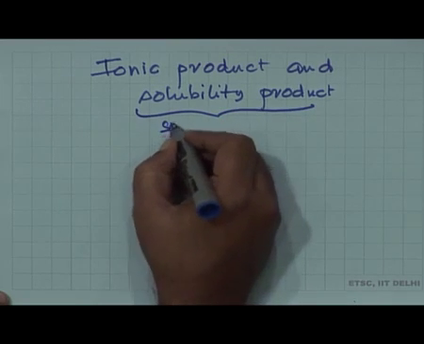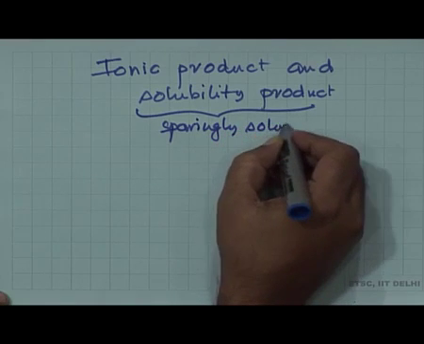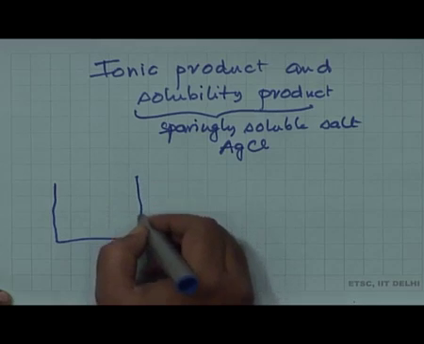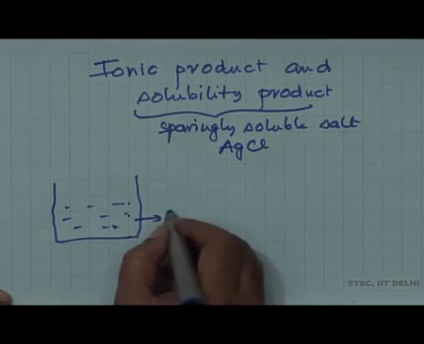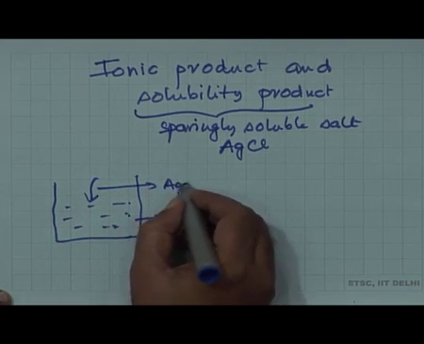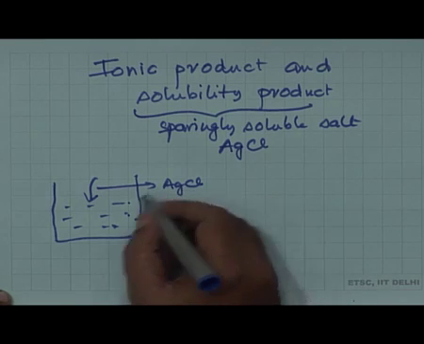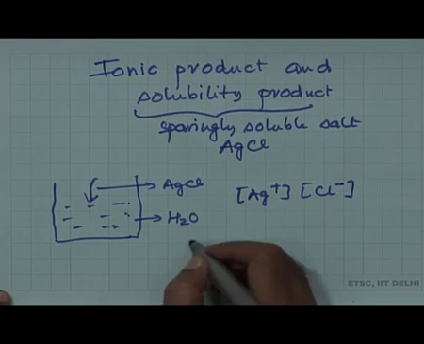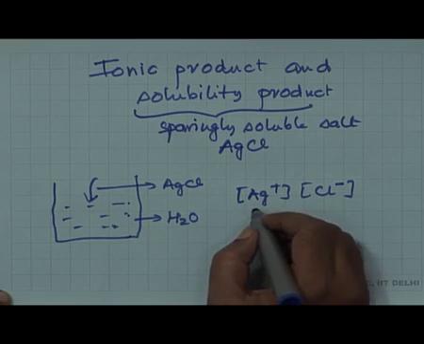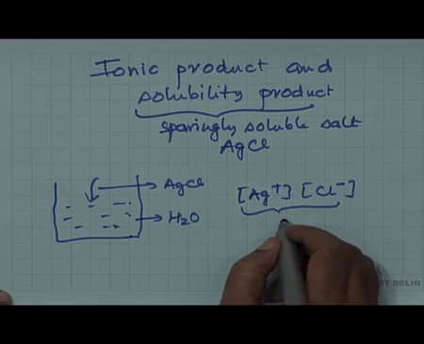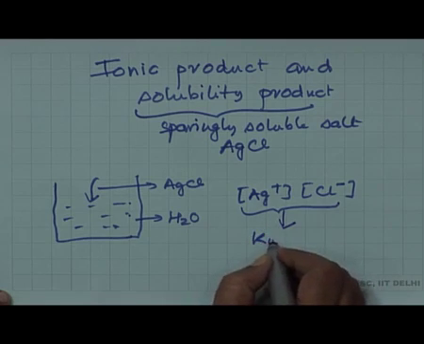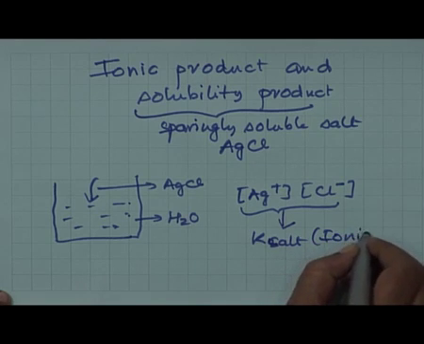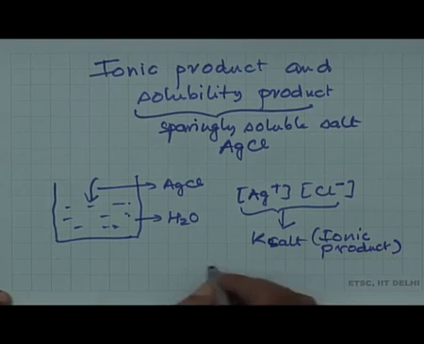And this we will do for sparingly soluble salt, for example, AgCl. Suppose you start dissolving AgCl into water. So, this is your water and you start putting AgCl. Initially all AgCl will go to solution and you have Ag plus and Cl minus. Till all AgCl is going to solution, the multiplication of Ag plus into Cl minus ion concentration will give you the ionic product.